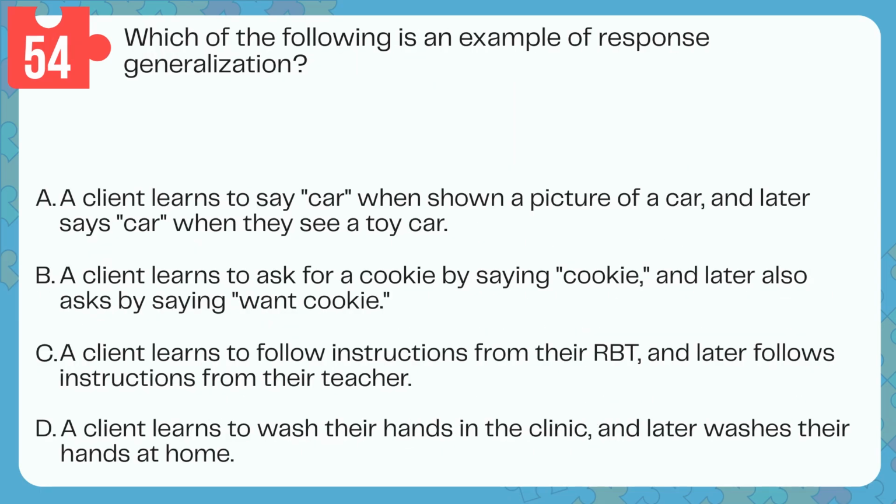Question 54. Which of the following is an example of response generalization? A. A client learns to say car when shown a picture of a car and later says car when they see a toy car. B. A client learns to ask for a cookie by saying cookie and later also asks by saying want cookie. C. A client learns to follow instructions from their RBT and later follows instructions from their teacher. D. A client learns to wash their hands in the clinic and later washes their hands at home.